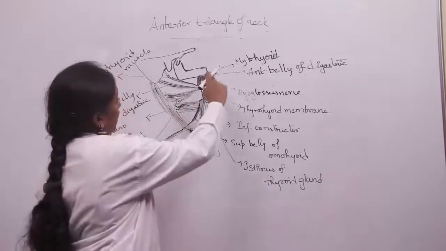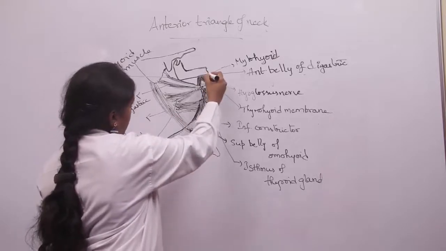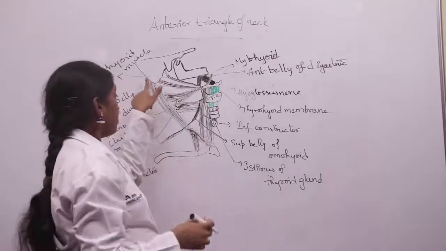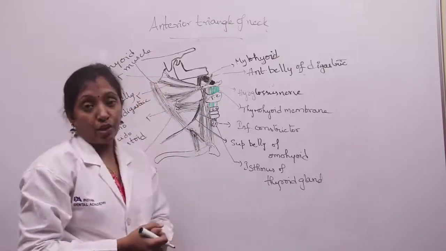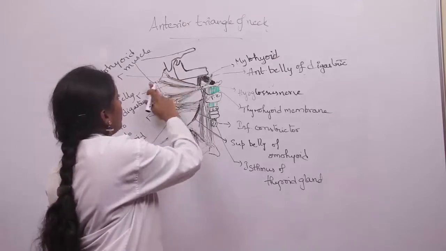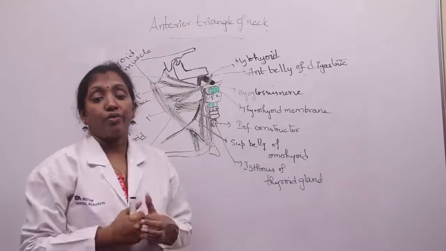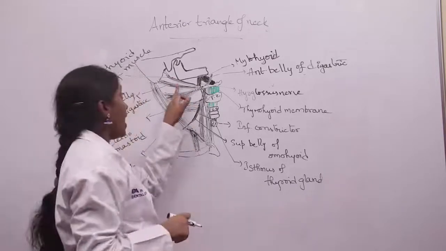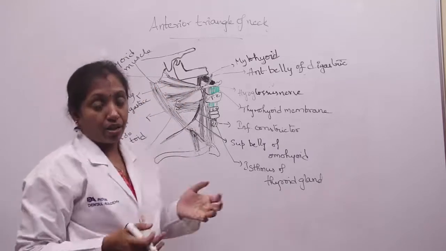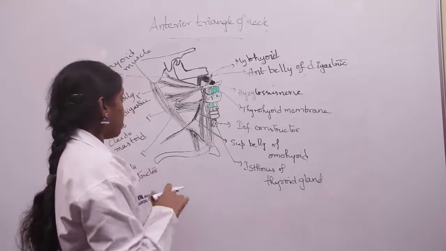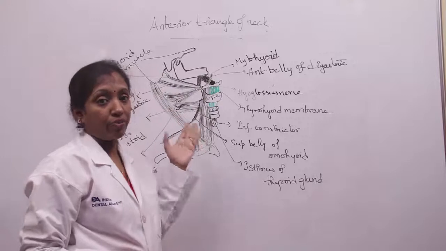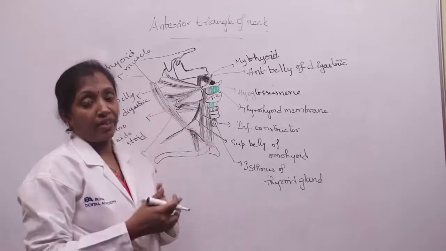So the anterior triangle in front extends from symphysis menti to the suprasternal notch, and behind it is bounded by the anterior border of sternocleidomastoid. The base of the anterior triangle is formed by the lower border of the body of the mandible and an imaginary line extending from the angle of the mandible to the mastoid process. And coming to the roof, it is covered by skin, superficial fascia, and investing layer of deep cervical fascia.